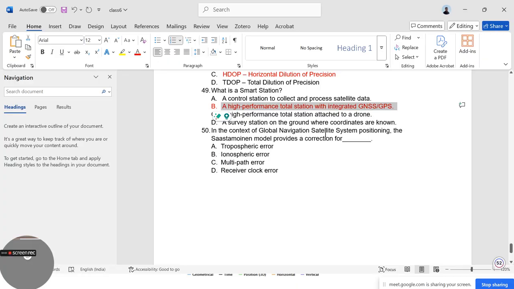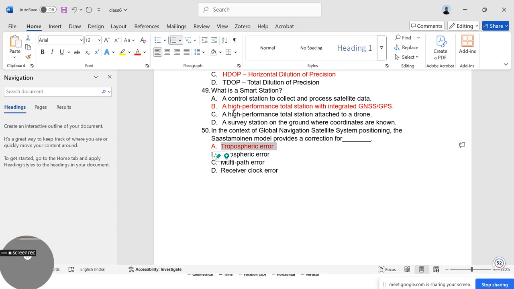In the context of global navigation satellite system positioning, the Saastamoinen model provides a correction for what? This model is how we can remove a systematic error, and it is particularly used for tropospheric error. If you read the details in books, you will get to know that tropospheric delay is caused by the moisture and gases present in the troposphere, and we can remove or model it using this Saastamoinen model.